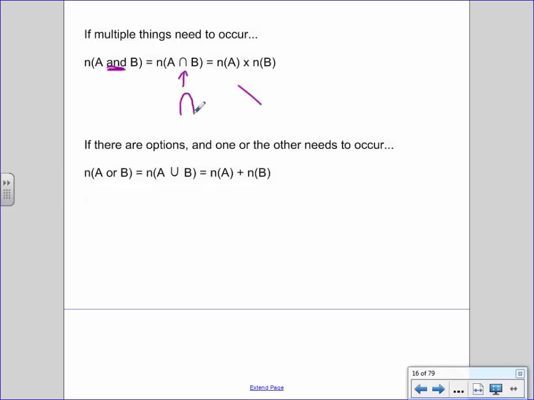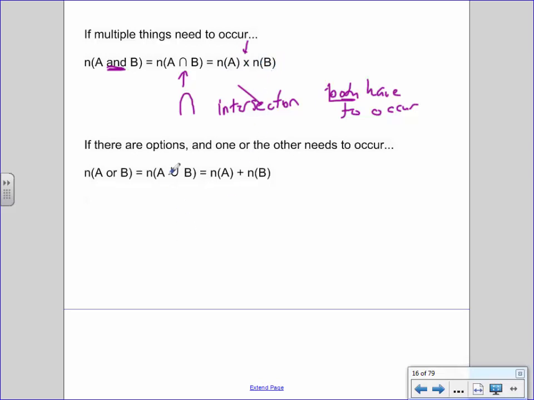This symbol right here means, which one is it again? This one is the intersection. And this is where both have to occur. So if both things have to occur, you multiply. The way this notation basically works is the little n stands for the number of ways that something can happen. If you want to figure out the number of ways that A and B happen, you take the number of ways that A happens and you multiply by the number of ways that B happens.